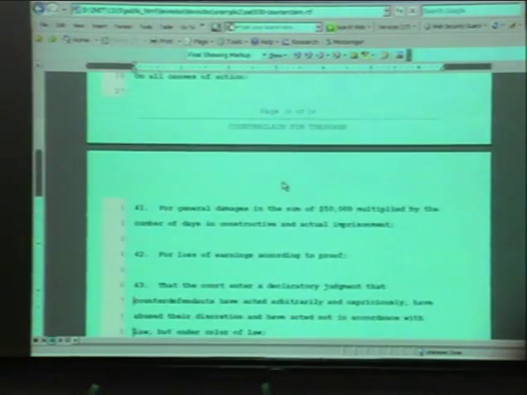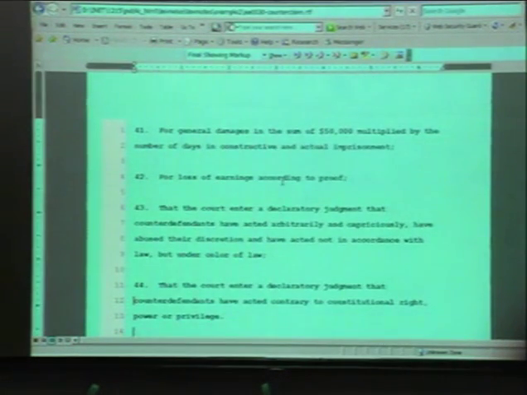On all causes of action, general damages in the sum of $50,000 multiplied by the number of days in constructive and actual imprisonment. The loss of earnings according to proof, that the court enter a declaratory judgment that defendants have acted arbitrarily and capriciously, have abused their discretion, and have acted not in accordance with law but under color of law. This is a declaratory judgment. A declaratory judgment is where you're asking the court not for money, you just want the court to decide what the position of the parties is. Okay, so that's one of the things.